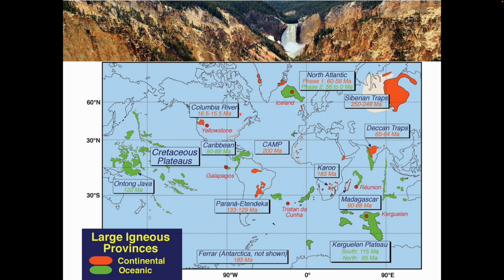But the one we're mostly interested in is the Columbia River flood basalts. The Columbia River large igneous province, which was active from, this map's a little outdated, about 17.5 million years ago to about 10 million years ago. Let's talk a bit about that now.